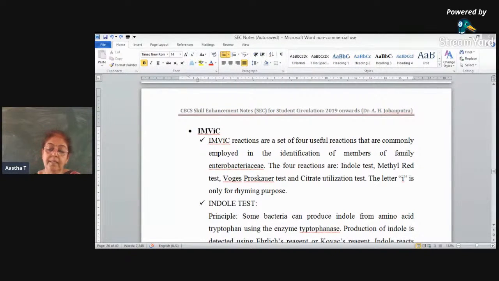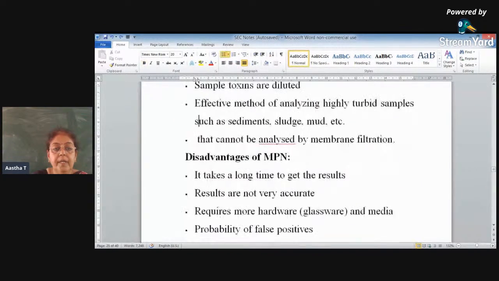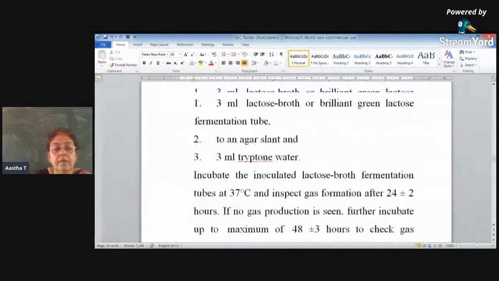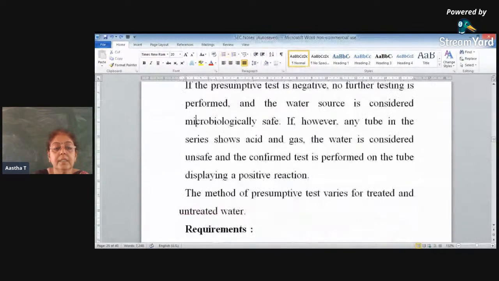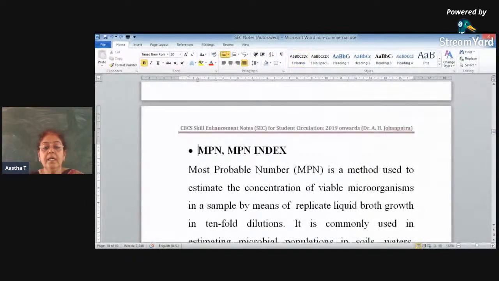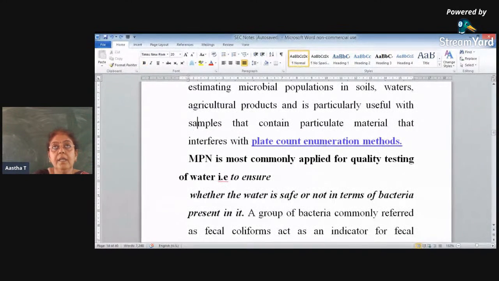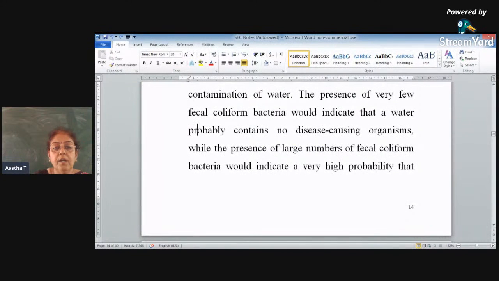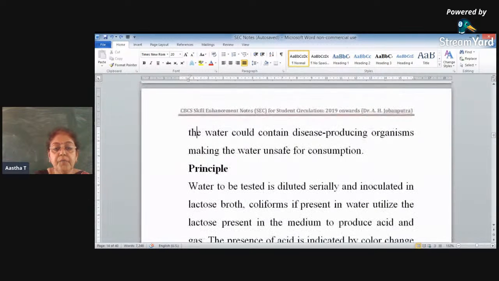Okay, so now last time we had seen MPN tests, right? Most probable number count. What we had seen in MPN test, why it is used to detect the concentration of viable or living organisms in the water. It is used for estimating microbial count in water, soil, agricultural products, etc. Okay, it is commonly used for testing the quality of water, whether the water is safe for drinking or not. It can detect the presence of fecal contaminants. It can detect the presence of Escherichia coli.